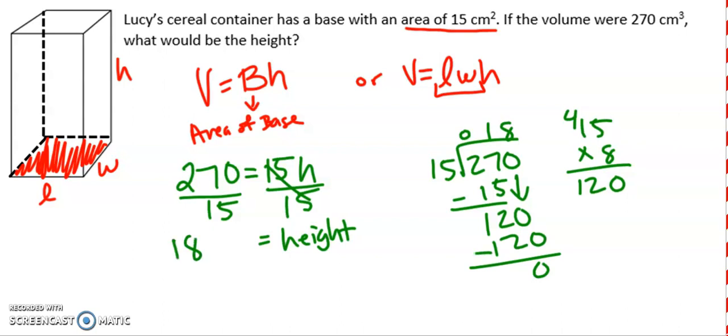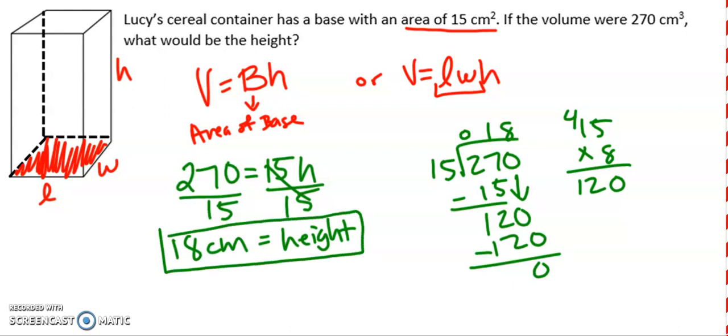So the height would be 18 centimeters. Not centimeters squared or centimeters cubed. Height is just a one-dimensional thing, so we only write it as centimeters. So the answer to this question, what would be the height, or the missing height for this, would be 18 centimeters.